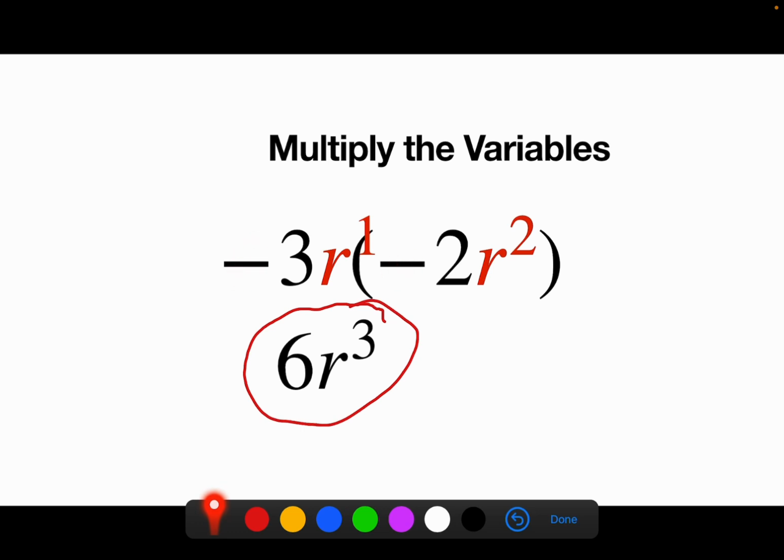Since we have two negatives and 2 is even, that means it's a positive, and positives are invisible. Then we went over and multiplied the coefficients, and 3 times 2 is 6. And lastly, we multiplied the variables. We had r to the first power and r to the second power. Together, that makes it r to the third power. And that's how you multiply terms.